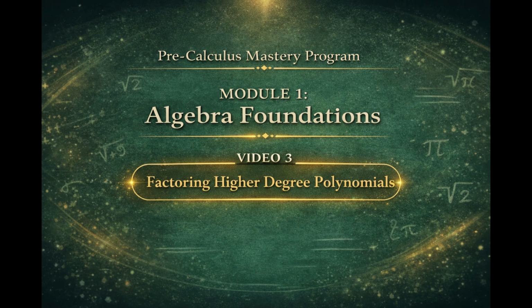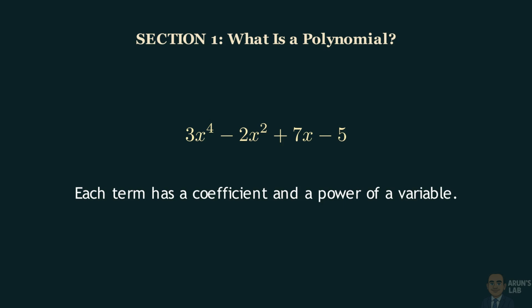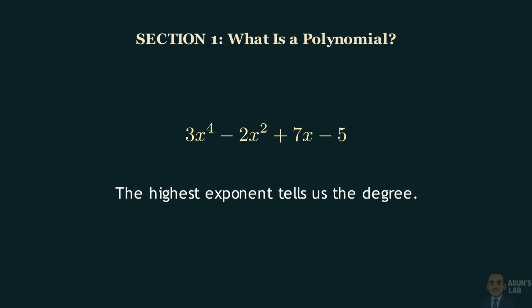Let's start the lesson. A polynomial is an algebraic expression made of terms. Each term has a coefficient and a power of a variable. See the example here: 3x^4 - 2x^2 + 7x - 5. The x^4 is the highest power here. The highest exponent tells us the degree. So this is a degree 4 polynomial.